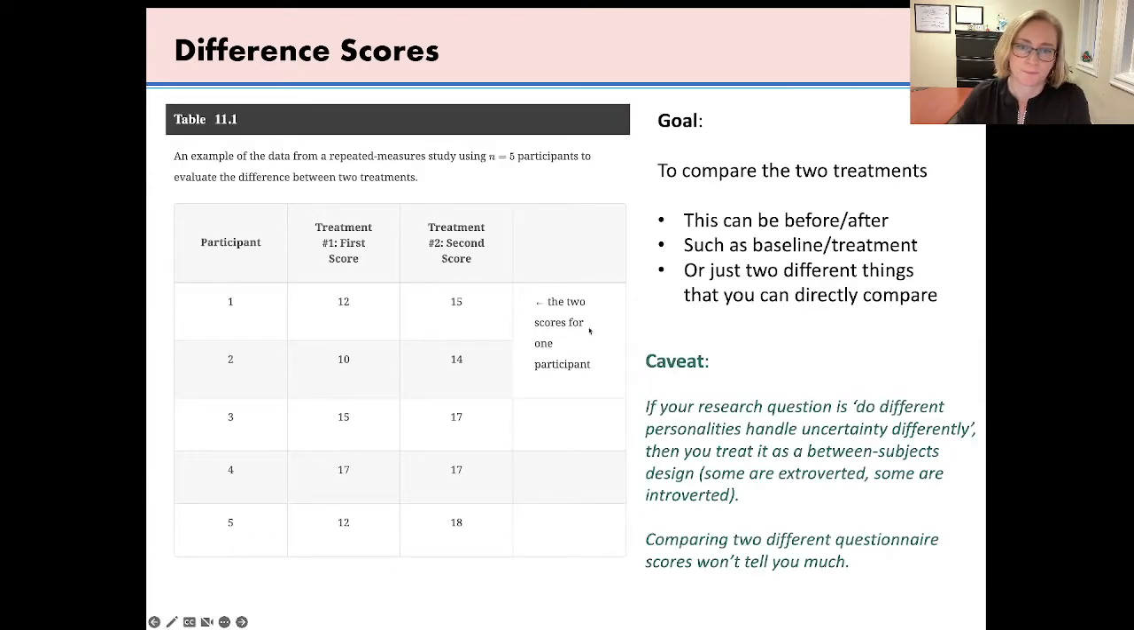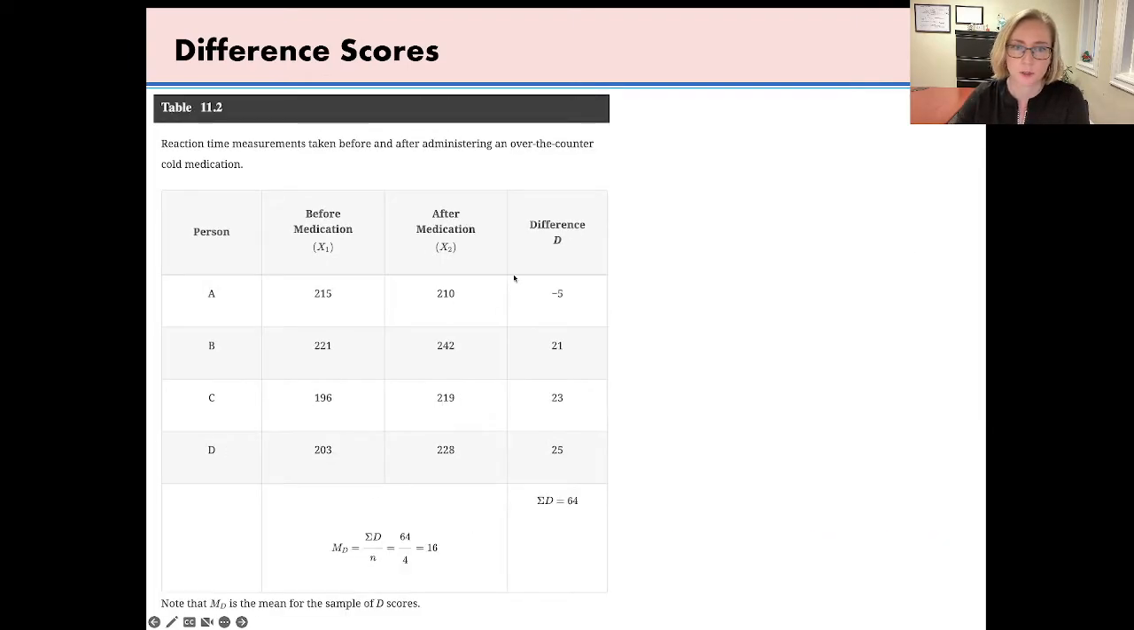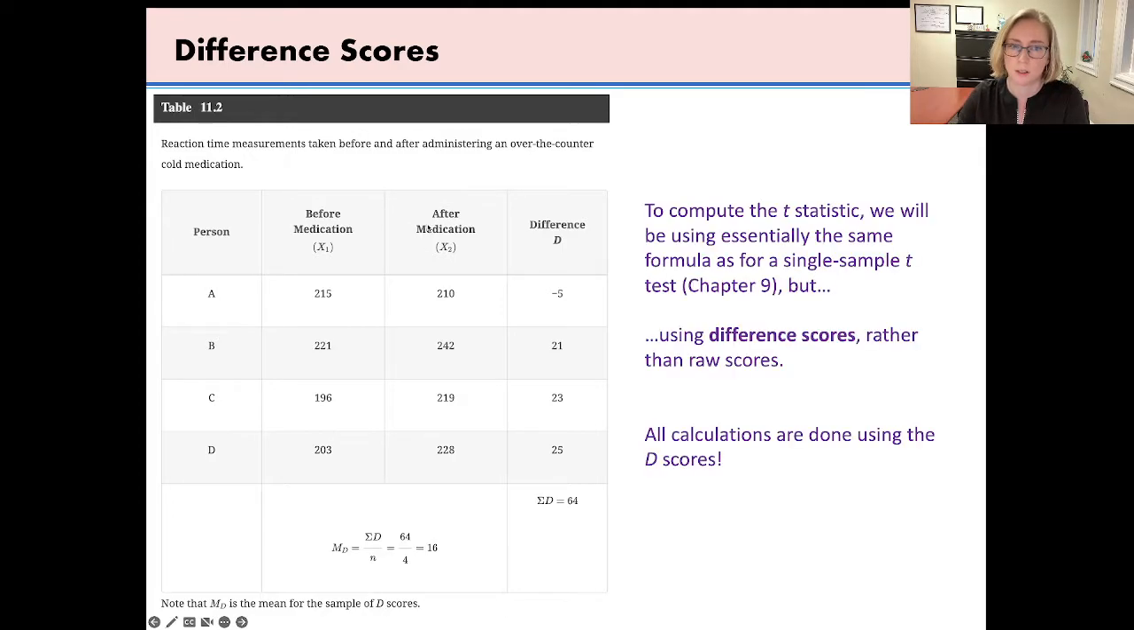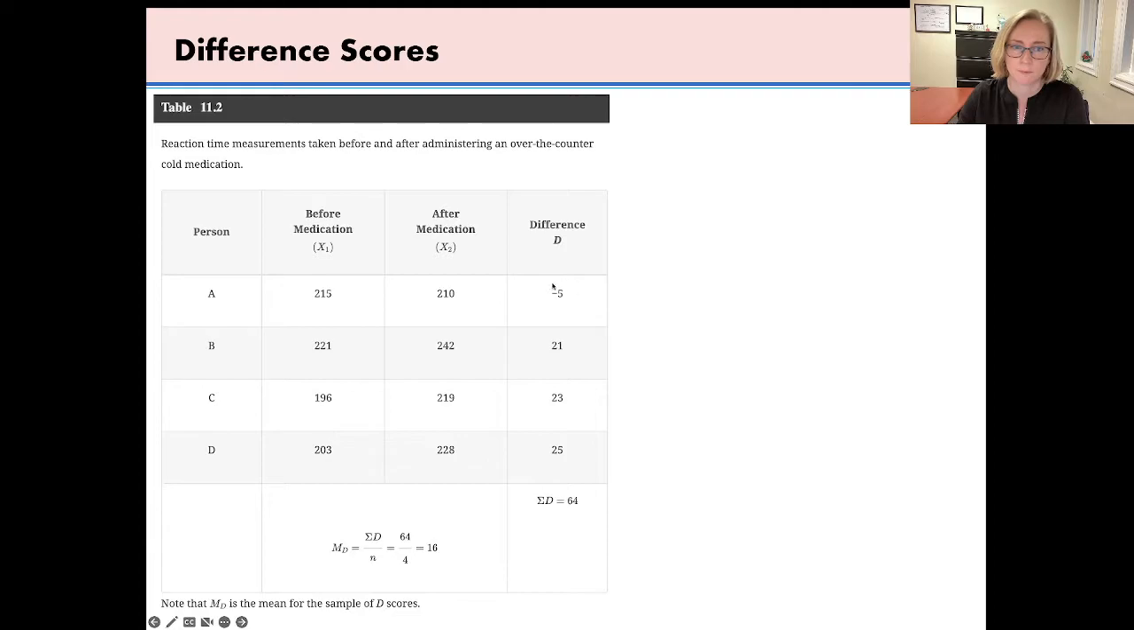Okay, so we have two different scores, right? First score, second score. This might actually be second, like in time, right? And you can see here there's a difference of 3 increase, 4 increase, 2 increase, no increase, and 6 increase. So we can create another column called our difference. And everything for this t-test is going to deal with difference scores, not the raw scores. So you just make a new column. These are the guys that you're going to work with.